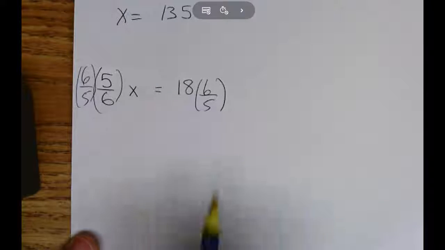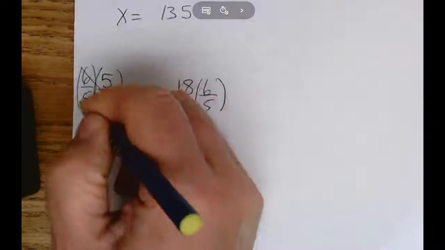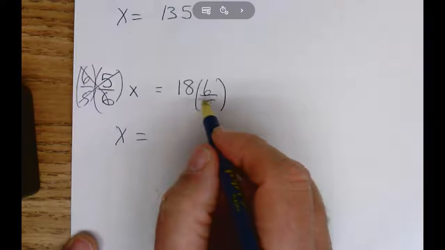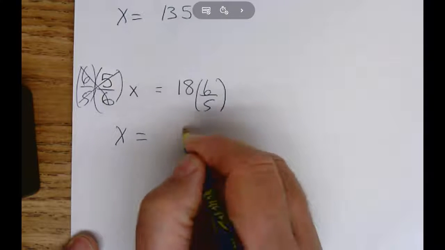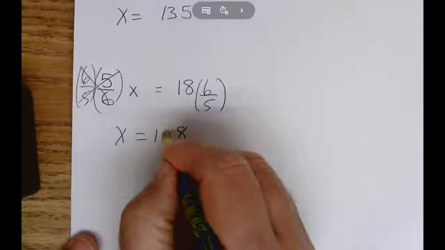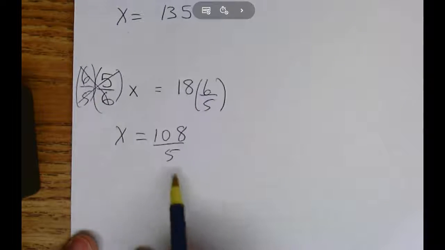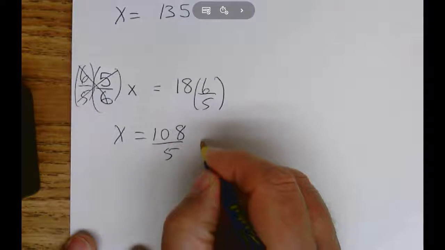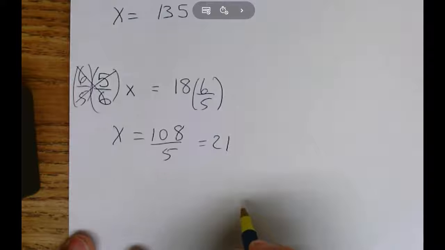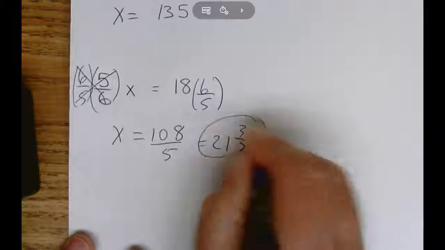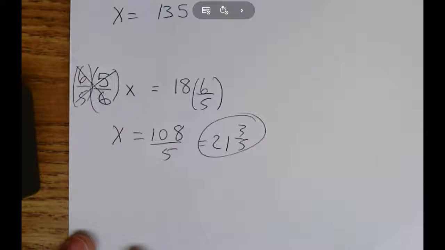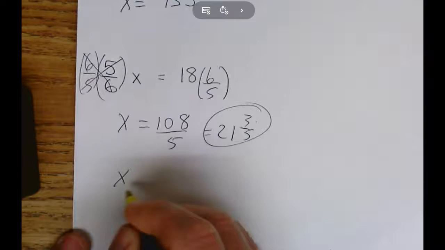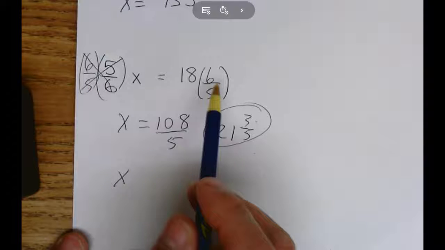Okay. And this would cancel, right? And then we have x equals, looks like we can't do too much division here. So 108 divided by 5. We'd have to then divide that, and 21 and 3/5 would be our answer there with a fraction. There's another way to do it though, to get the same answer, if you're more comfortable with this. And again, this is the inverse property of equality.